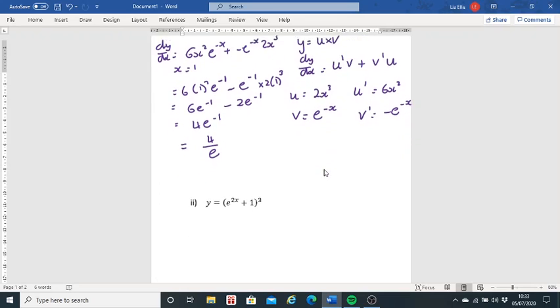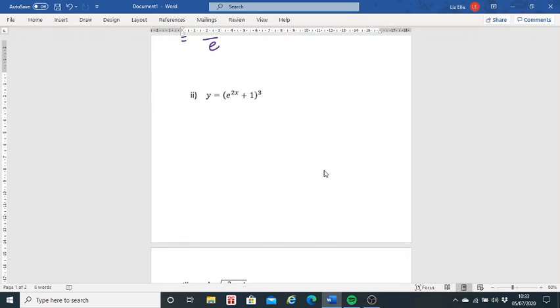Right, in the next one, we've got to differentiate this expression, and we're trying to find the gradient at the point 0, 8. So this is a good case of the chain rule. Let's remind ourselves what the chain rule is. If y is equal to some expression to a power, let's call the power n, then you differentiate the whole thing, so it's n times u to the n minus 1, and you multiply by the derivative of u, the derivative of my inside expression.